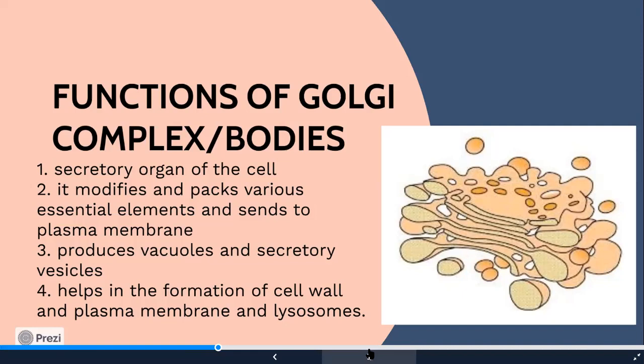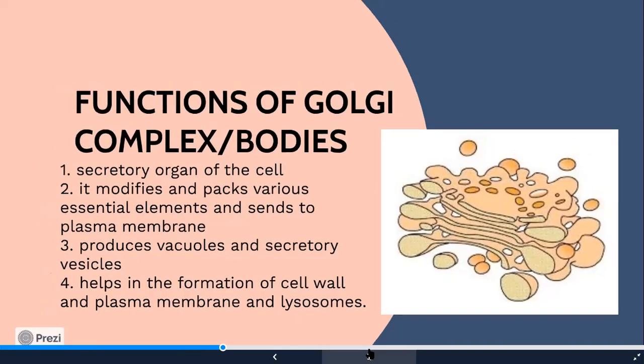So suppose they want to build a cell membrane according to a particular structure, then what is going to happen in that case? These particular vesicles that are sending out the chemical substances are going to help develop the plasma membrane and the cell wall. So it also produces vacuoles and secretory vesicles and helps in the formation of the cell wall and plasma membrane, and also lysosomes.